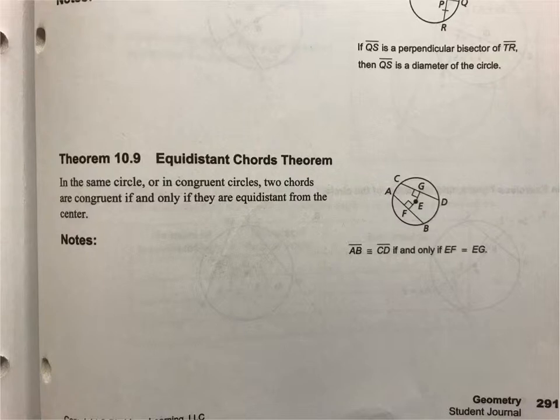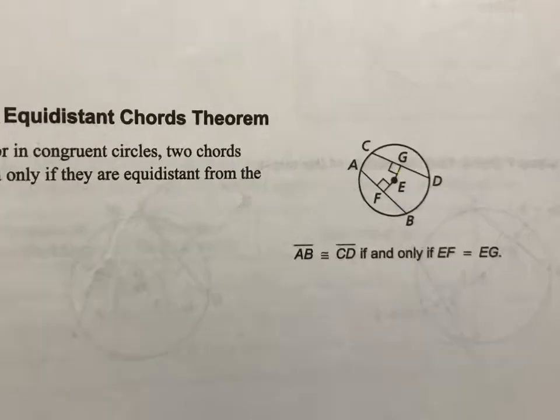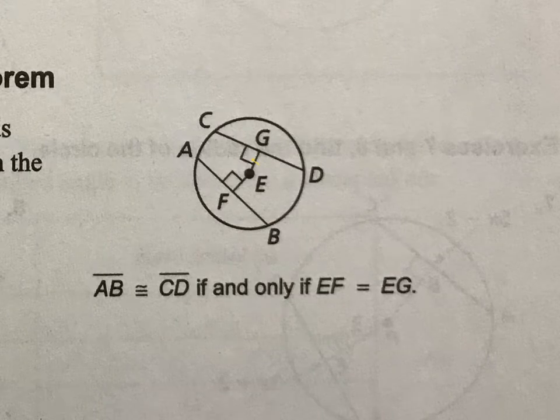In the same circle or in congruent circles, two chords are congruent if and only if they are equidistant from the center. So again, look at the two pieces from the center. GE, I'm going to blow this up. If GE is congruent to EF, then you have AB is congruent to CD. If AB is congruent to CD, then EF is congruent to EG. So they're saying, if you know these two chords are congruent, then these two pieces have to be congruent, and they're perpendicular.